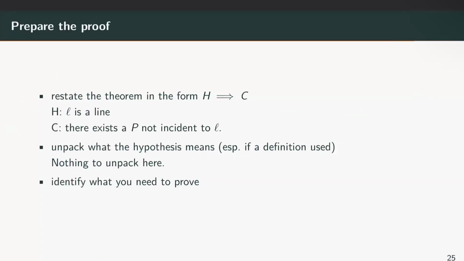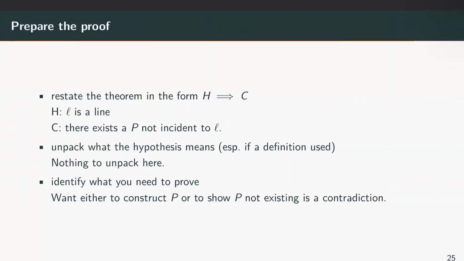As I said before, there's really nothing to unpack in terms of definitions here. And then finally, in order to prove the result, we either need to exhibit this point P that is not on my line L. We're given a line L, construct a P that's not on it, or the other option is if P doesn't exist, then we get a contradiction. Those are the two general strategies that we should keep in mind.